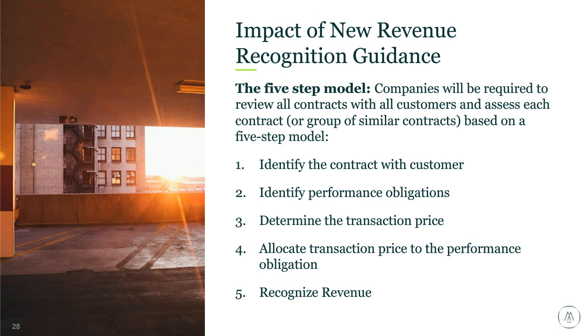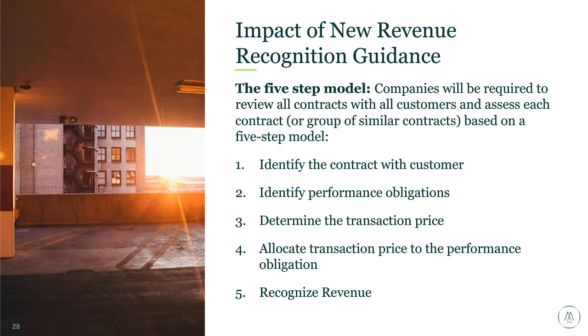Step three is determine the transaction price, and this is the amount of consideration to which an entity would expect to be entitled in exchange for that good or service that's promised. Quick examples of what could go into the transaction price would be the revenue related to miles based on an agreed-upon rate per mile, fuel surcharges, tolls, and other accessorial fees.